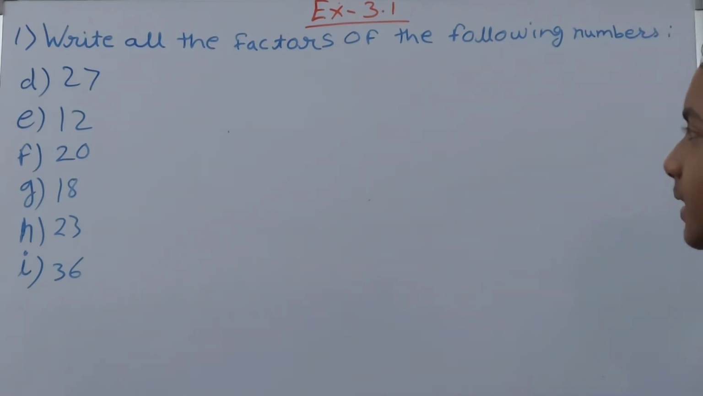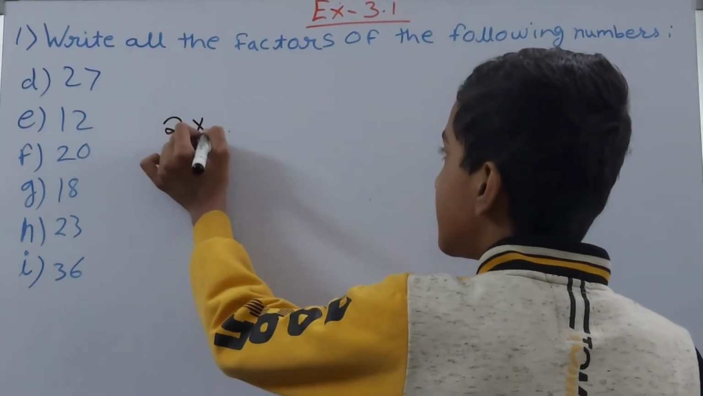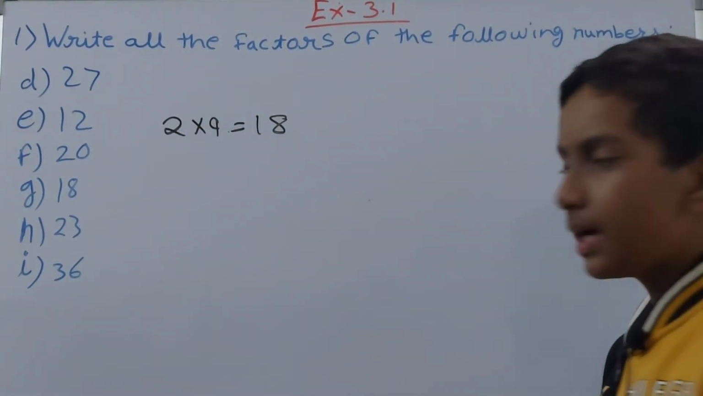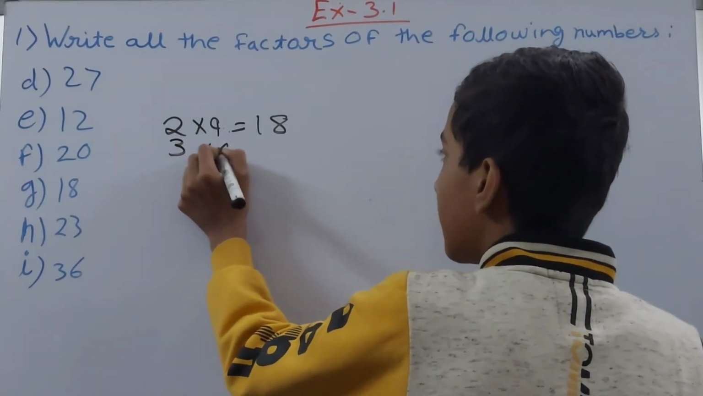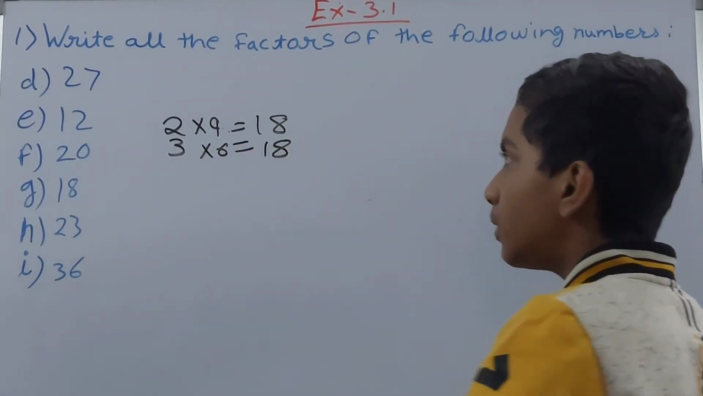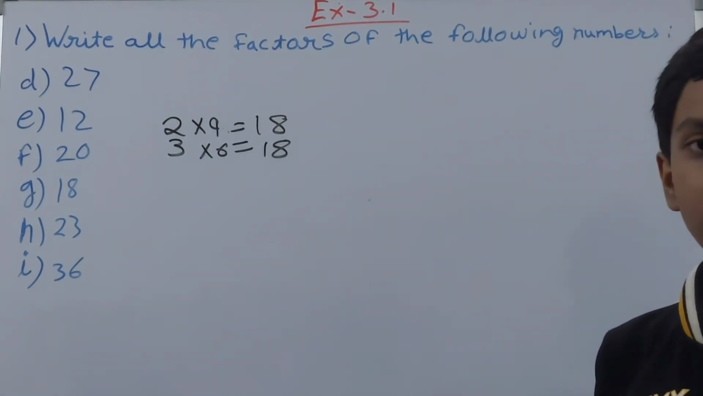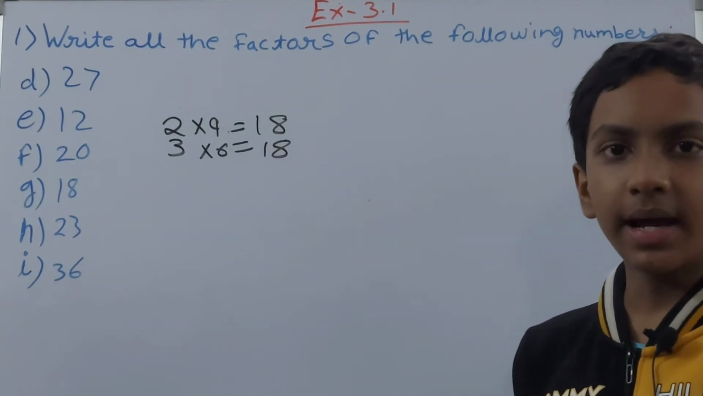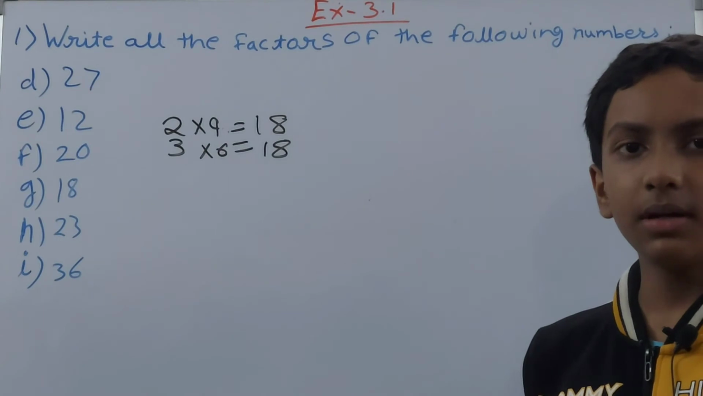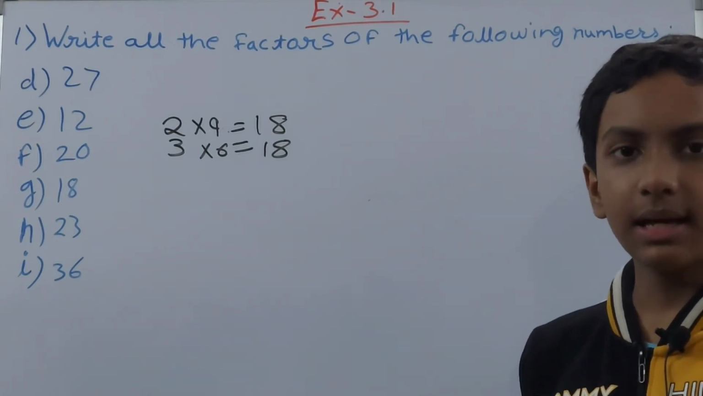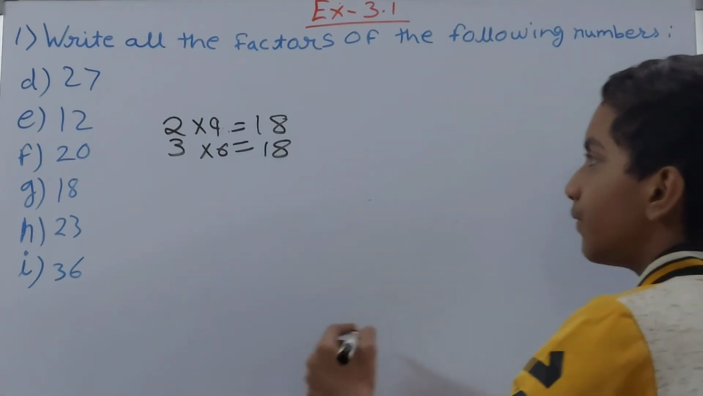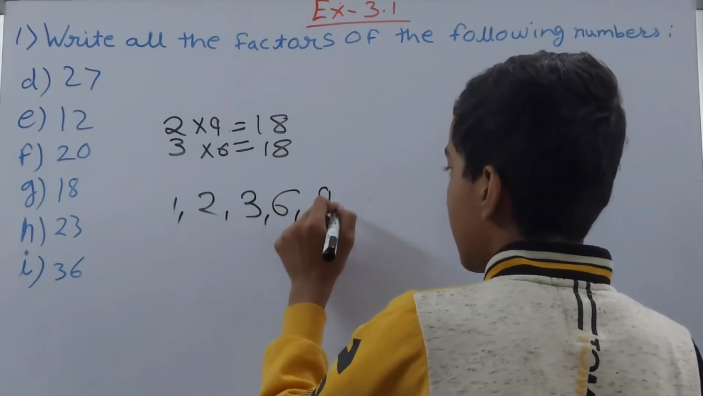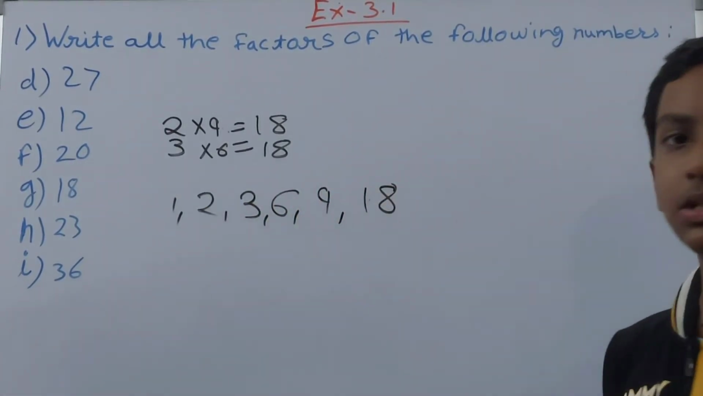Next number is 18. So we will see from 2 9s are 18. So it is also dividing. Then 3 6s is also 18. So it is also dividing it, right? And then 4, no, it is not dividing. 5, no, it is not dividing. 6, so it is dividing here, but it is repeated. So you can also keep one thing in mind. When you start to get one factor the second time, then you have to stop there, and you have got all your factors. That is 1, 2, 3, 6, 9 and 18. So these are the factors of 18.